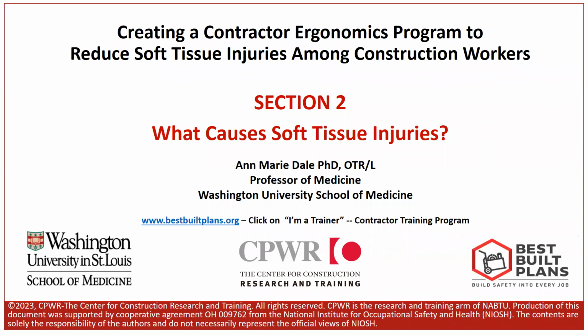Section 2 of creating a contractor ergonomics program to reduce soft tissue injuries among construction workers discusses the causes of soft tissue injuries and related risks.